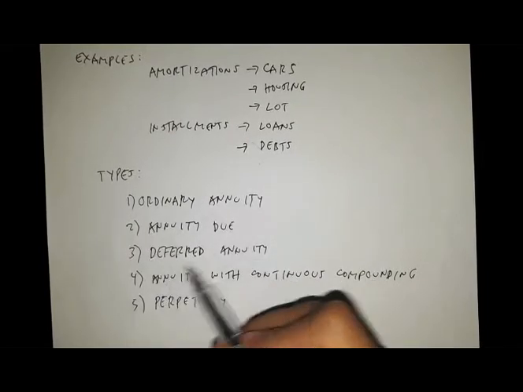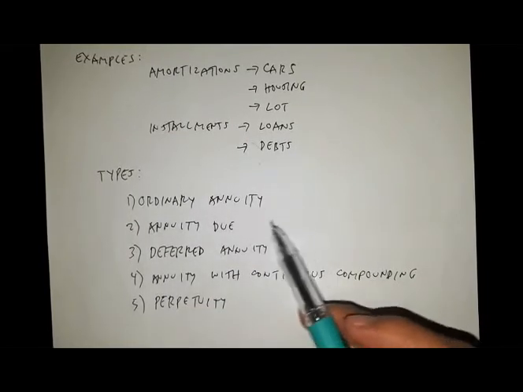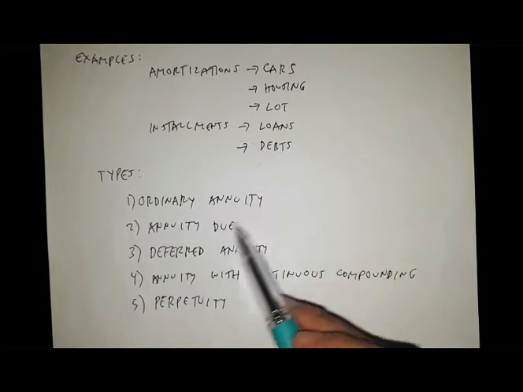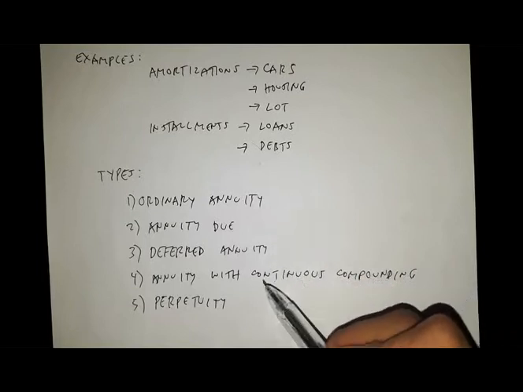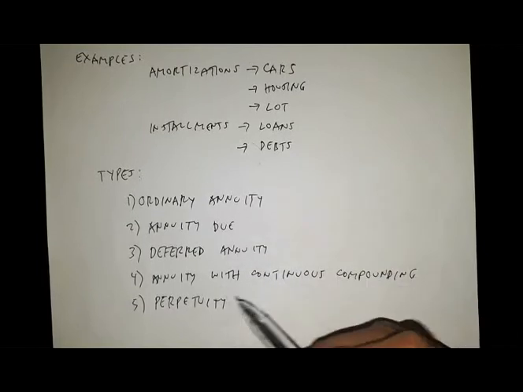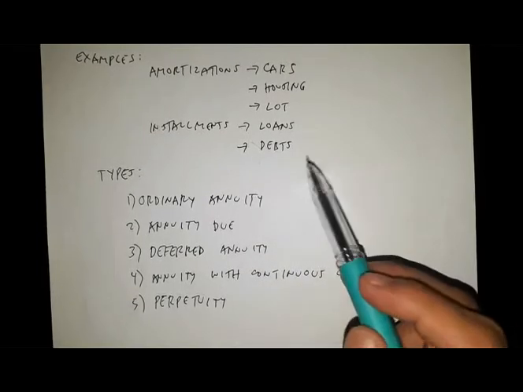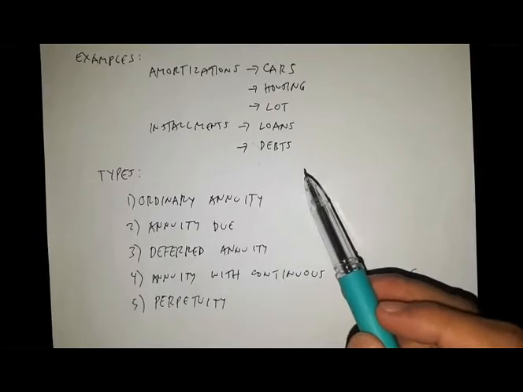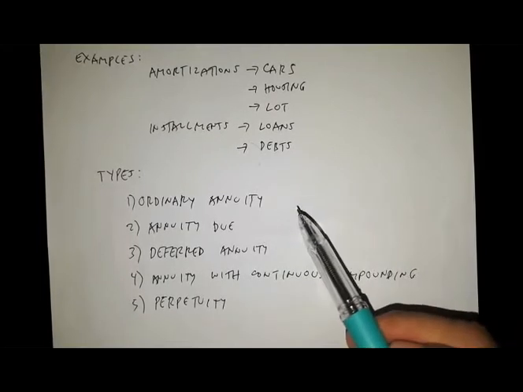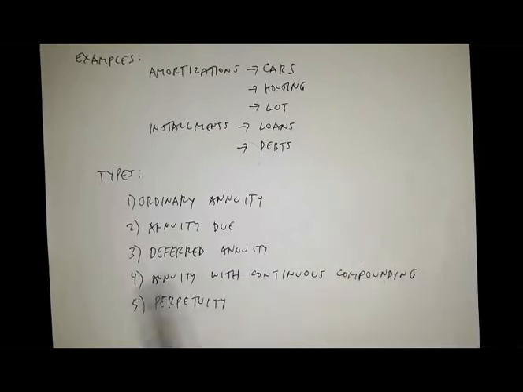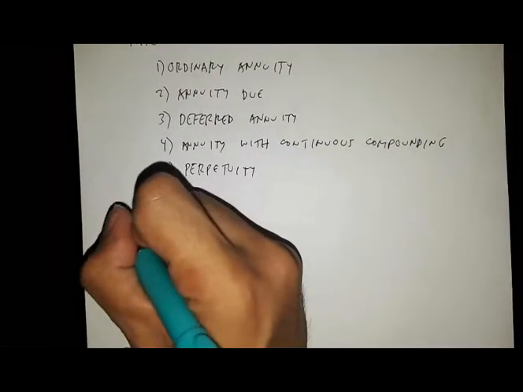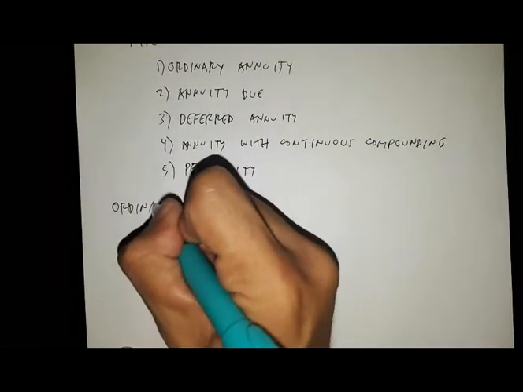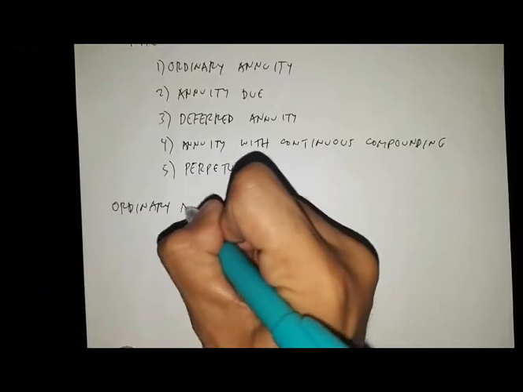So these types of annuity differ on the cash flow diagram, specifically where the first payment is made. So in this video we will discuss the ordinary annuity.